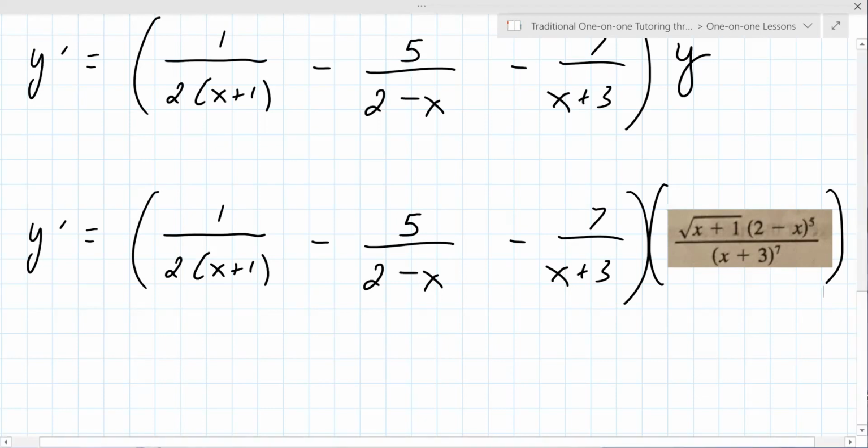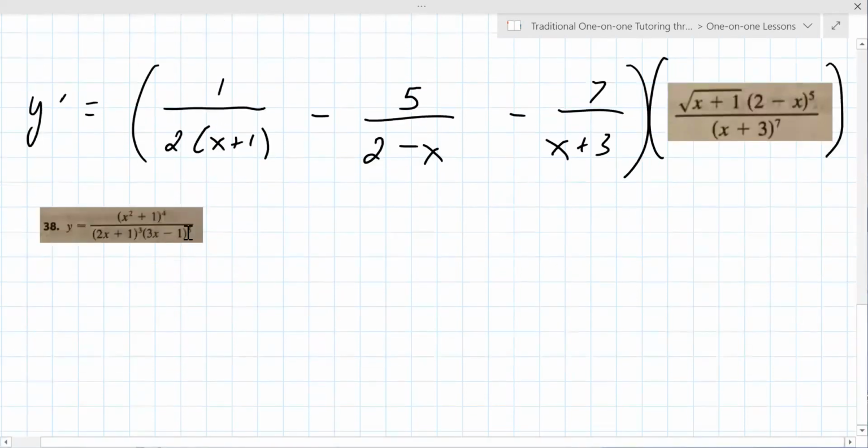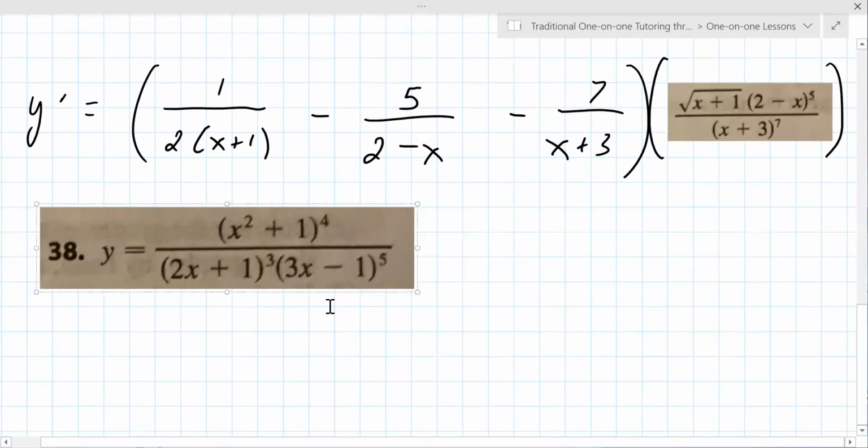When you look at 38, what do you see? Let me snip it in here. Sorry, I guess that'll be better. I see some quotient rule, but then you've got to do some product rule as well. Yeah, so that's bad. That's where you would hopefully say, let me do logarithmic differentiation on this.